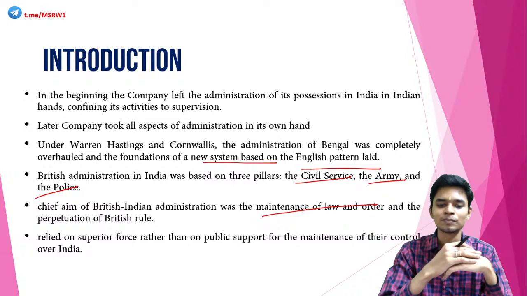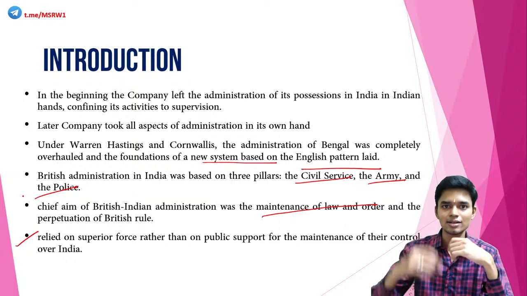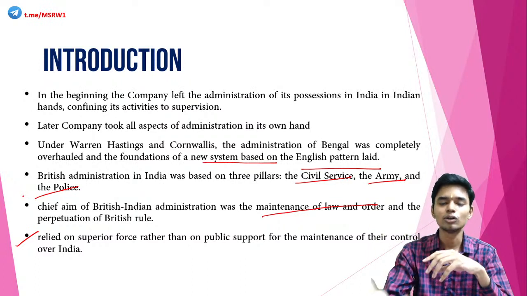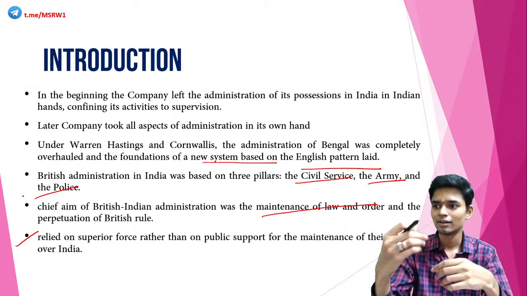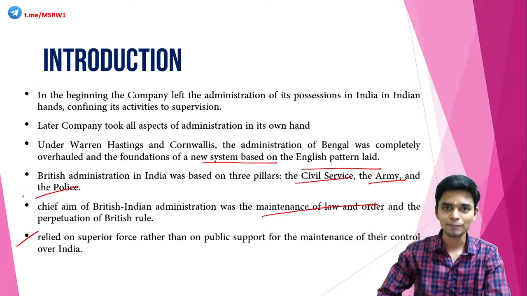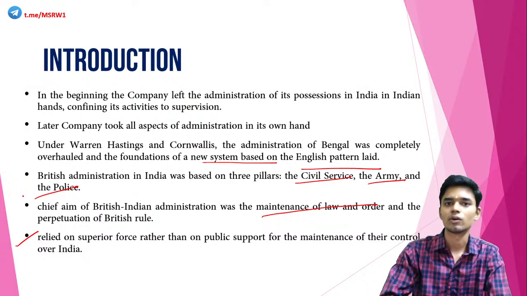So by taking control over law and order, Britishers made sure that the trade between England and India flourished at its best. Okay, so they always relied on superior force, army, police, etc., rather than trying to maintain control by winning Indian hearts. Okay, so rather than trying to actually get the Indians to like them, they tried to strong arm the Indians for maintaining law and order.